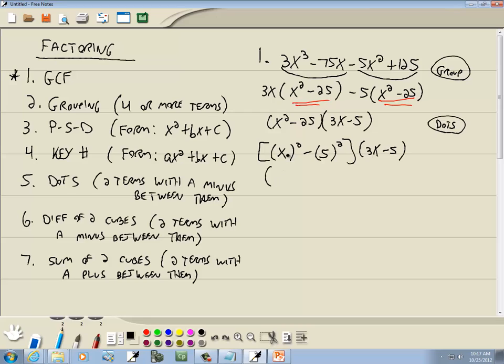Remember our formula for difference of two squares. You take what's inside your first parentheses, you add what's in your last. You take what's inside your first, and you subtract what's in your last. And then the 3x minus 5 will carry down. And we can't break that down anymore, so that's our answer.